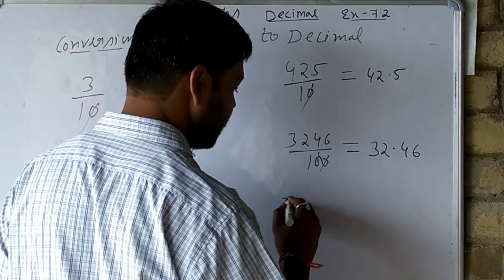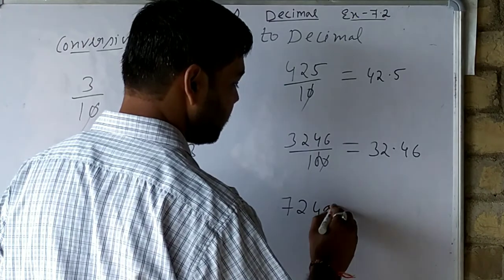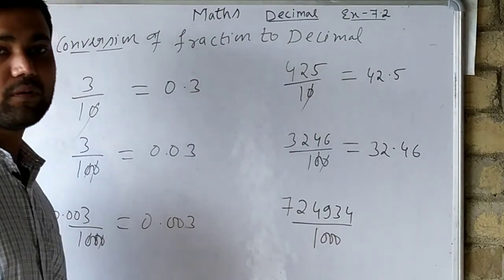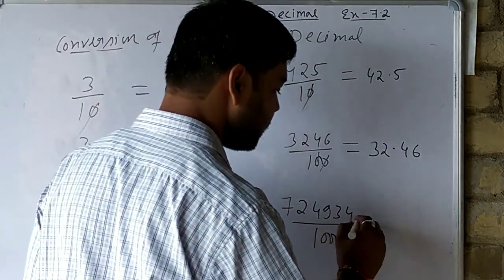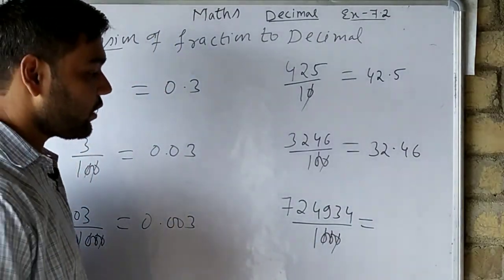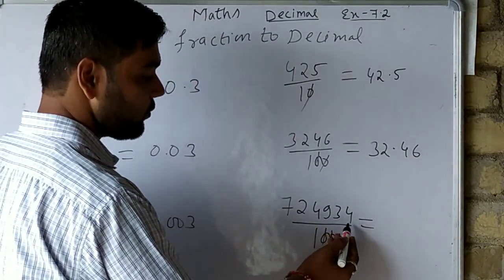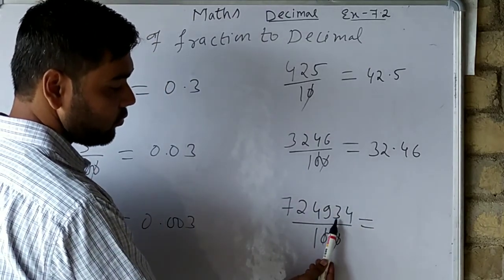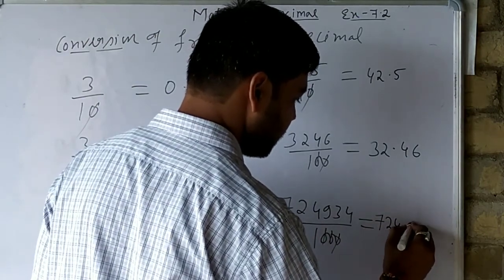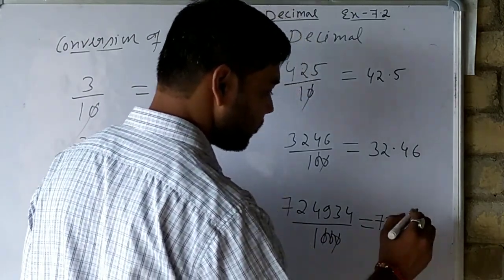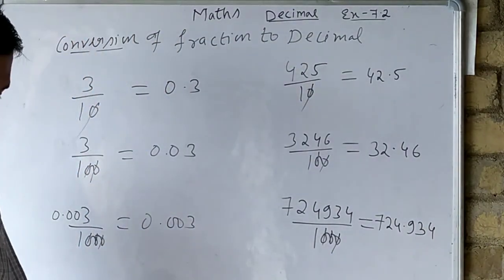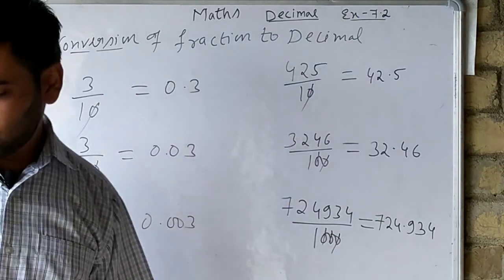Now what if we have 724934 and we have 1000. From where do we place the decimal? We have removed 3 places of zeros. So where will it come? It will come 3 places before, from here. So count it from here, 1 2 3. So before 9 we will have 724.934. Okay, 724.934.